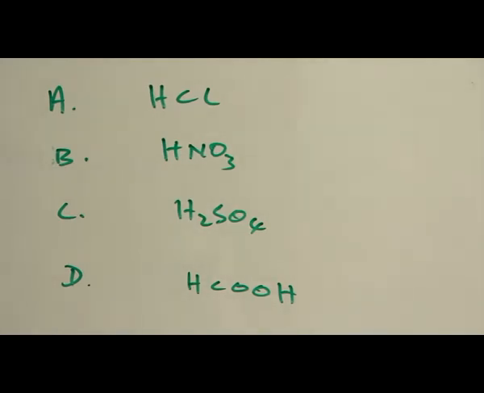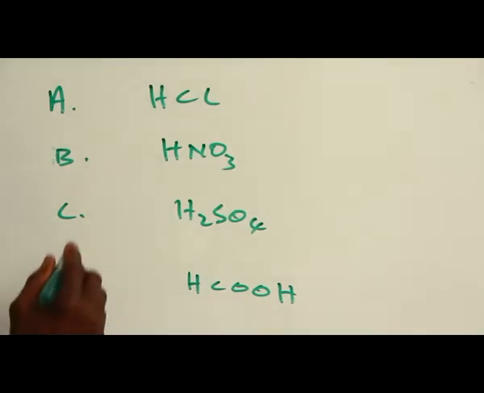C. Tetraoxosulfate 6 acid. Yes, tetraoxosulfate 6 acid has two replaceable hydrogen ions, and so it can produce one normal salt and one acid salt. D. Methanoic acid. Methanoic acid also has only one replaceable hydrogen ion. It can only produce a normal salt, and consequently, the correct answer is C.